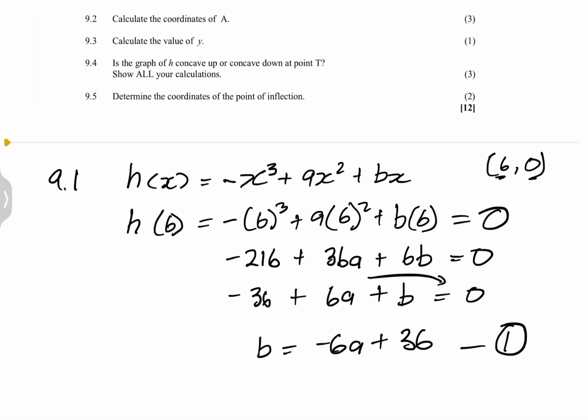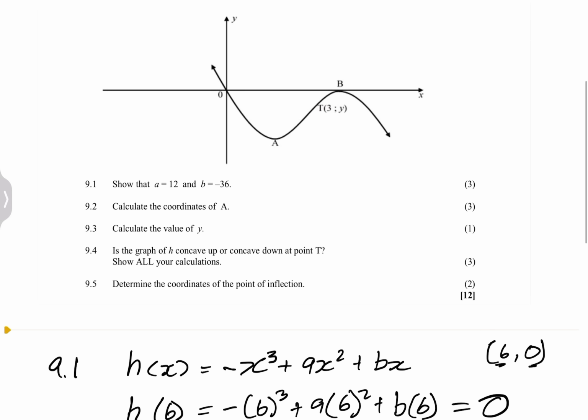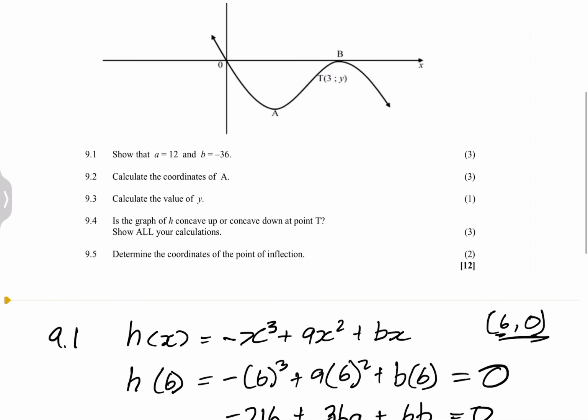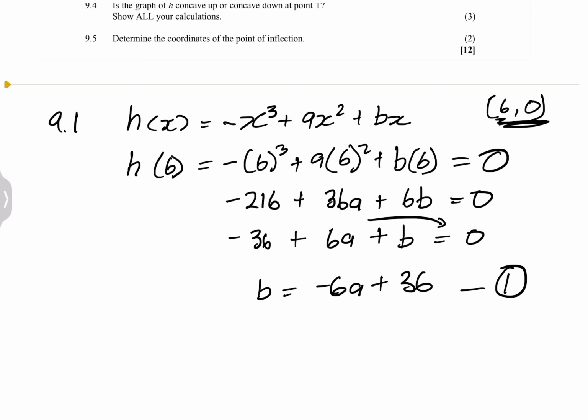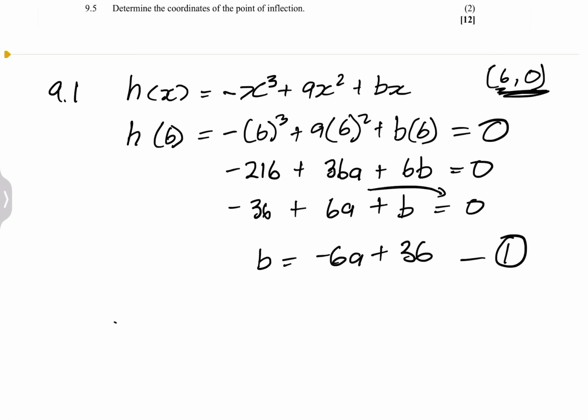Now, something else that we note there is that not only is point b an x-intercept, in which case we substituted the point 6 and 0, but it is also a turning point. What do we know about the turning point? The derivative at the turning point is equal to 0. The gradient at that point is equal to 0. So it means if we took h dash of x, at that point where x is equal to 6, h dash of 6 would be equal to 0.